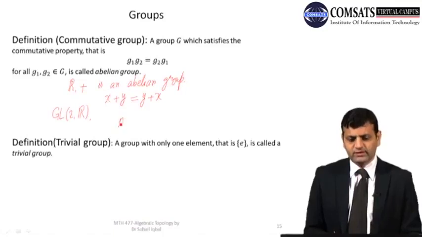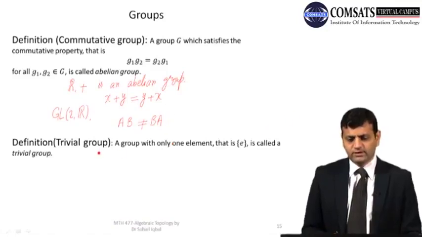If I multiply two matrices A into B of order 2 cross 2 with entries from R, then in general A into B is not equal to B into A. So take any two matrices in particular, and this is an exercise for you to show that A into B is not equal to B into A.